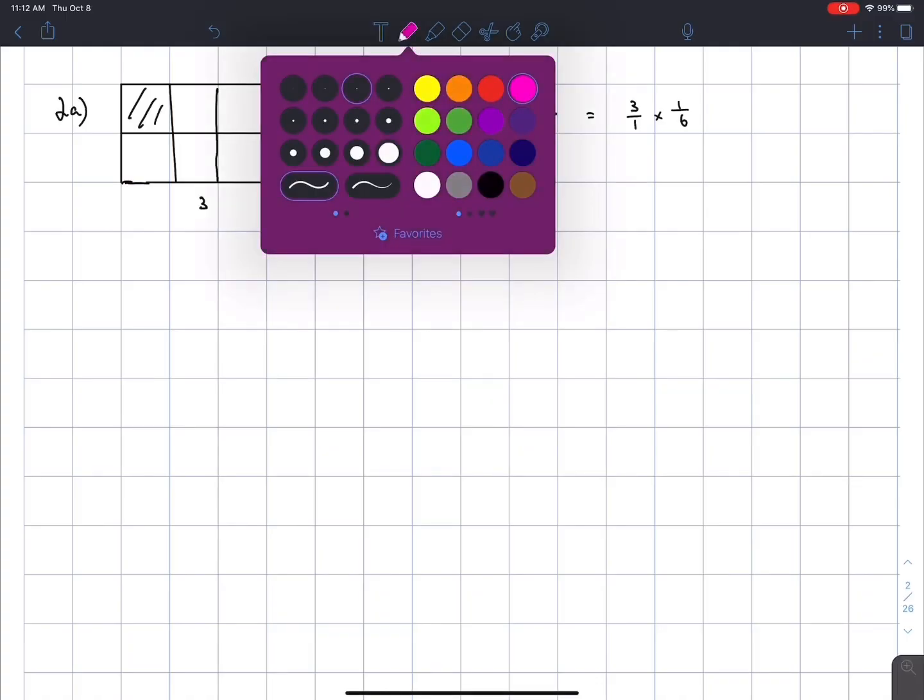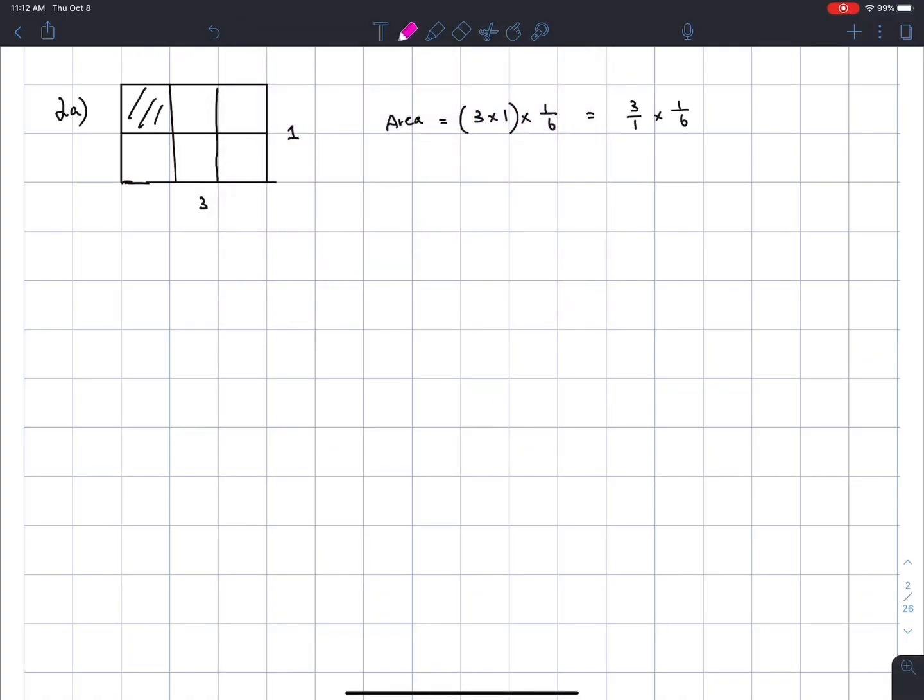So once again, you can simplify before you multiply. You can always simplify with one numerator and one denominator, as long as you divide them by the same number. I'll divide 3 by 3 to get 1, divide 6 by 3 to get 2. And now I can do the calculation. The numerator is just 1 times 1, which is 1. Denominator is 1 times 2, and we get 2. So the final answer is 1 over 2.